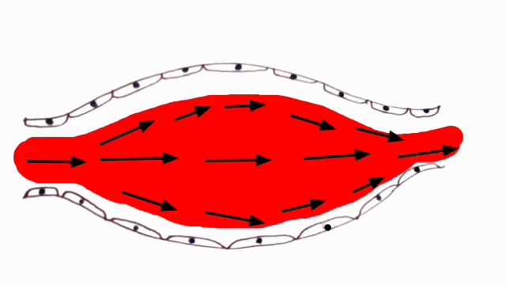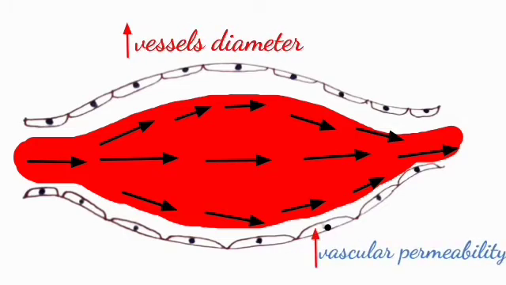For better understanding of the next step, let's go to another picture. In this step, stasis of blood flow occurs. Now the question is, how does this stasis happen? As I already discussed, there is increased vessel diameter and increased vascular permeability, so there is loss of fluid and increased concentration of blood. As a result, this increased diameter of vessels and viscosity of blood lead to slowing down of blood flow. This condition is termed stasis of blood.